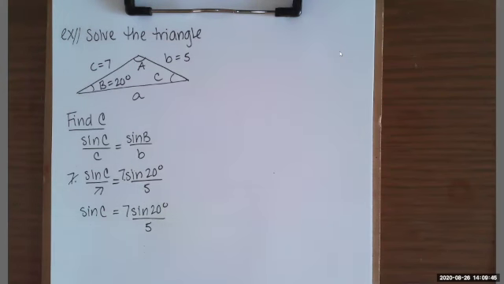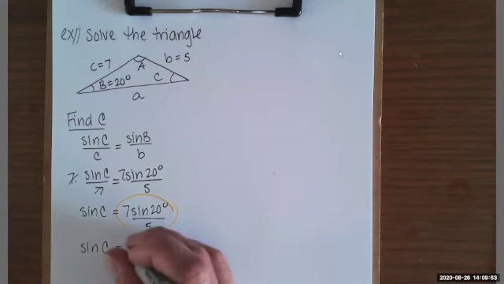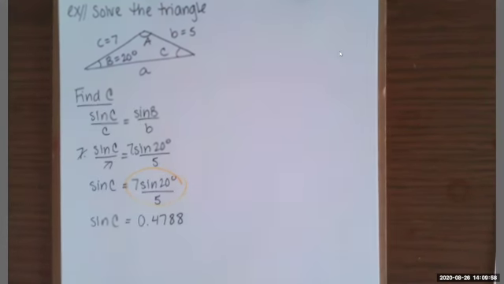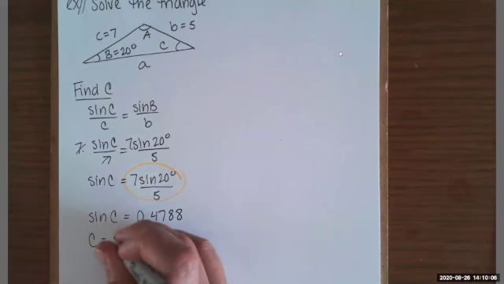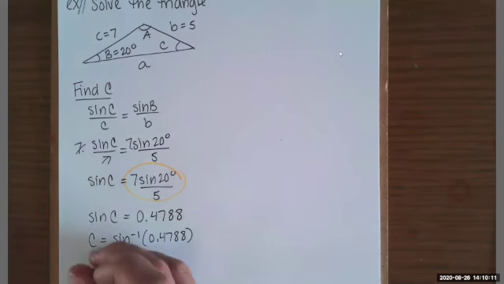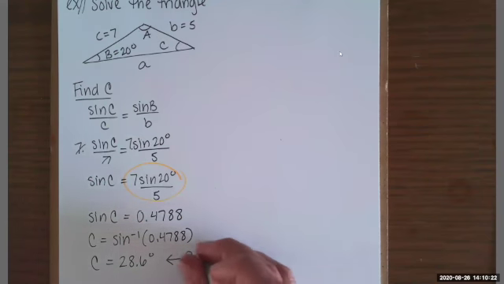So before we do that, let's put this part in our calculator. We get sine of C is equal to 0.4788. So it looks good so far. That's between -1 and 1, so we can proceed. Our next step is to take the inverse sine of both sides. So we get C is equal to inverse sine of 0.4788. In your calculator, plug this in. You get 28.6 degrees. Remember, this is our solution only in quadrant 1.